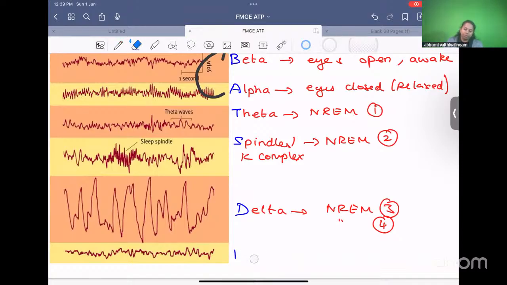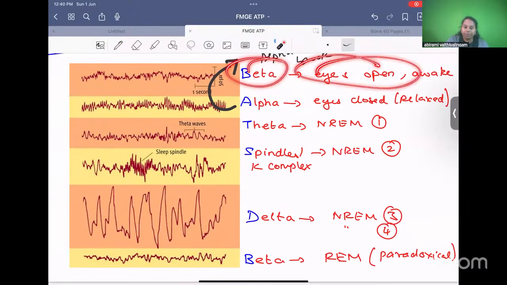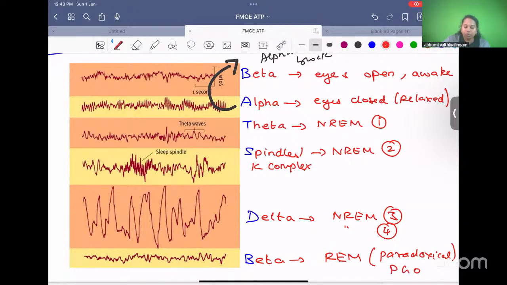Then B for beta waves. REM sleep. Then you enter into REM sleep. REM sleep is called paradoxical sleep. Paradox means something which is not agreeing. What is the controversy here? Beta waves should be obtained when you are awake. But why do you get the beta waves in REM sleep? Because of the PGO spike, the ponto-geniculo-occipital spike. This is an electrical activity. When it hits on your occipital cortex, you're getting an awake-like state. That's why you're getting the beta waves there.